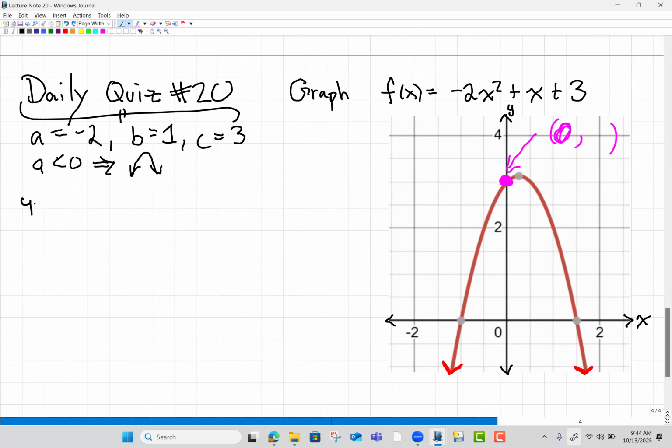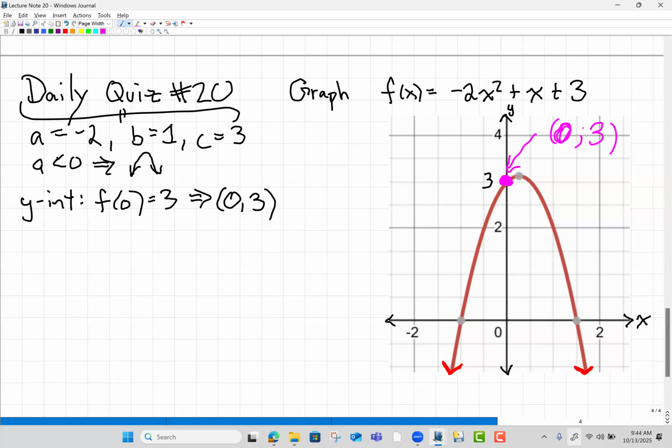So the y-intercept, if x is 0, that's 0, that's 0, you just get 3. So since when you plug in a 0, 3 is your output, the y-intercept is (0, 3). That means this distance is 3. So (0, 3). Boom.